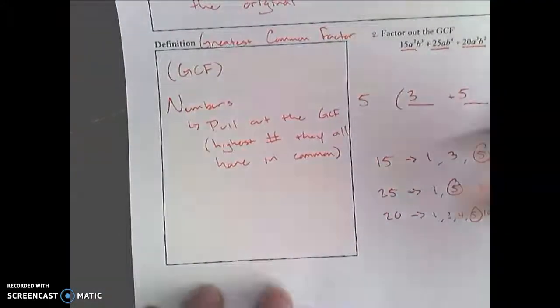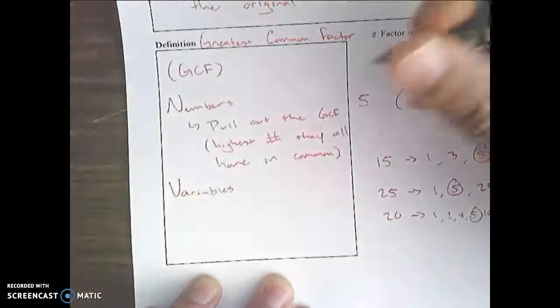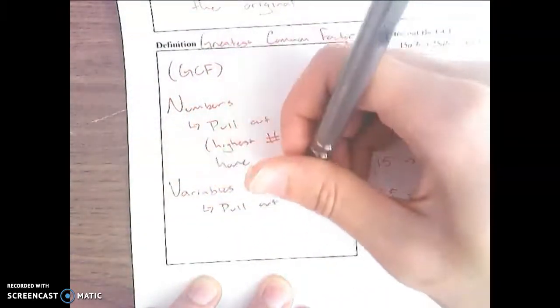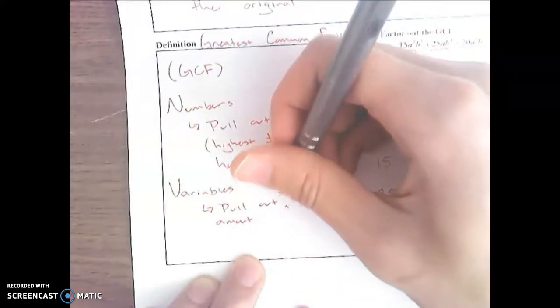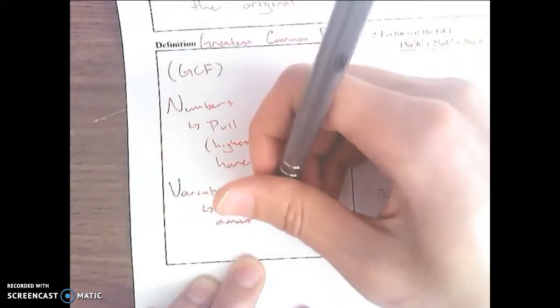Let's talk about the variables. So in the variables, we want to pull out the smallest amount all the terms have.